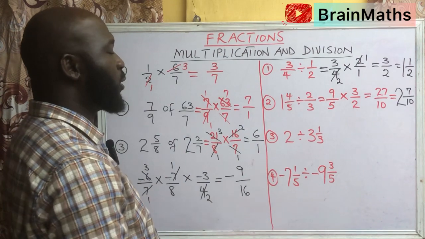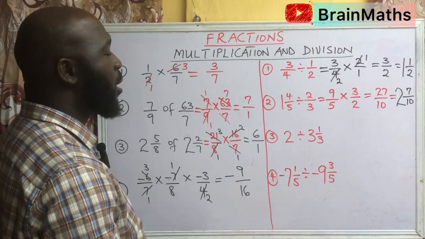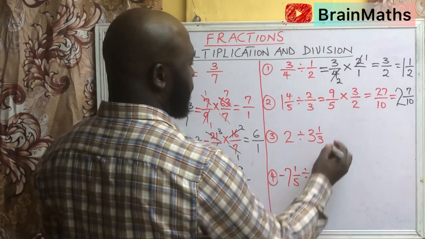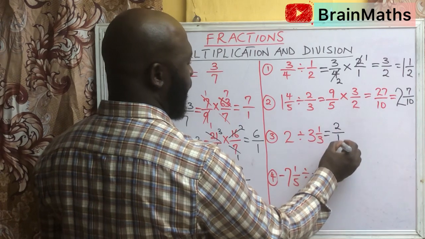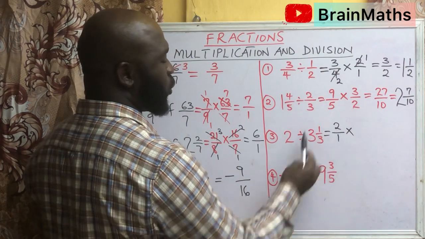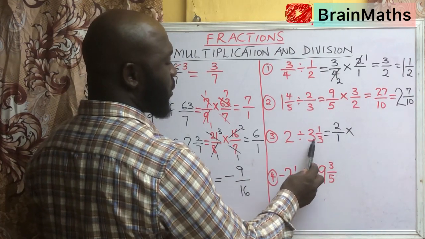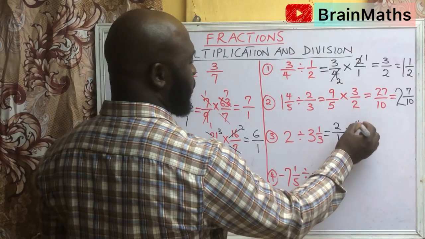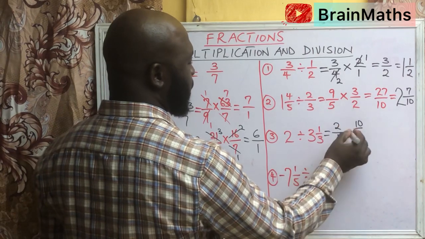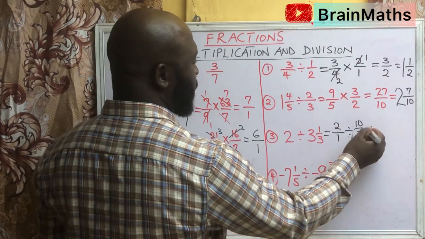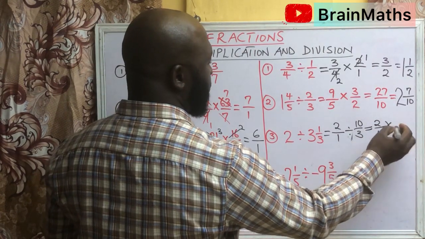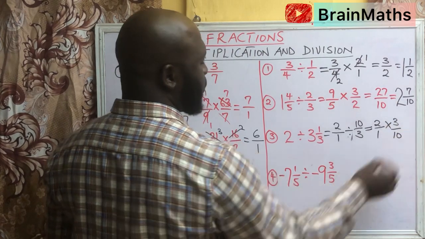The third question says 2 divided by 3 odd number 1 over 3. This 2 is the same as 2 over 1. And division changes to multiplication, and then we change this one to improper fraction. 3 times 3, 9, plus 1, 10 over 3. We have not changed it yet. So now, having changed that to improper format, we have 2 over 1 times 3 over 10.